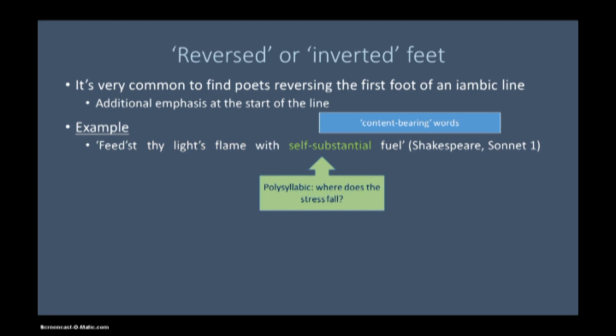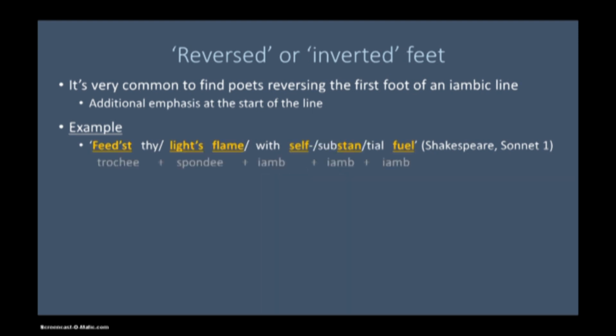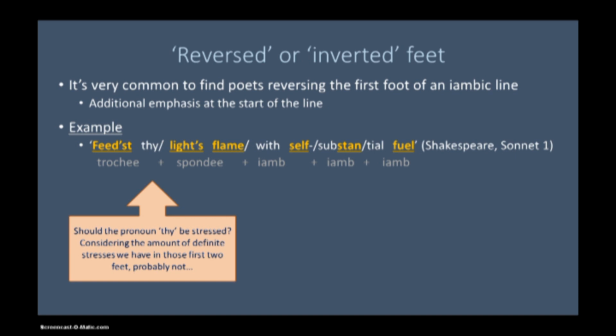Of the content-bearing words, it's only self-substantial that poses a question of where the stress should fall. It seems to me that self would seem to merit a stress. It's a word that's significant here. It's qualifying and changing the meaning of substantial. As for the second part of the word, going back to the rule of what it would sound like in natural English, I'd probably stress the middle syllable of substantial so that the line ends up looking like this. Feed'st thy light's flame with self-substantial fuel. So a trochee, a spondee, and 3 iambs.